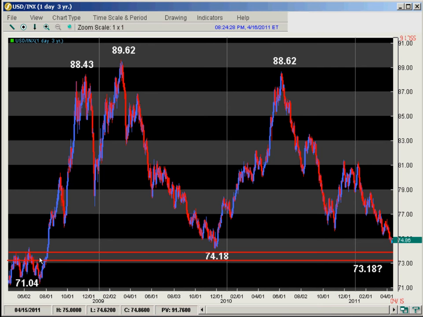And when we look at the resistance over here, you'll see resistance from the top of wave 1 puts us in the 73 to 74 range anyway.